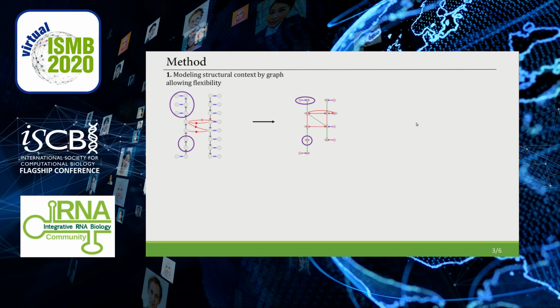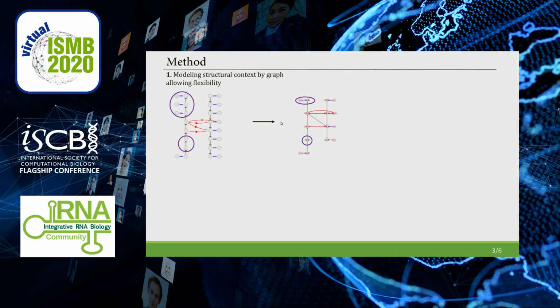So now I will talk about our method. We represent structural context by graphs, where vertices represent nucleotides or groups of nucleotides, as we can see here an example, and here too, and the edges represent covalent, canonical, and non-canonical bonds. Grouping nucleotides allows us to bring some flexibility in our representation, and we do this because we are interested in the context of the occurrence and not in each nucleotide precisely.